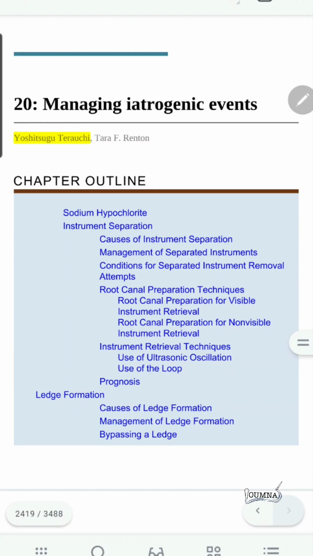Welcome to a special episode today, which is titled Managing Iatrogenic Events. It is written by Professor Yoshi Terushi. You will see that his writing is precise and informative. He uses a lot of explanatory illustrations.